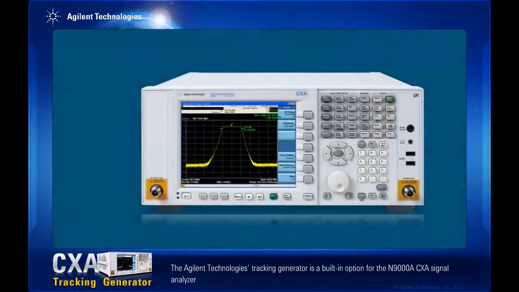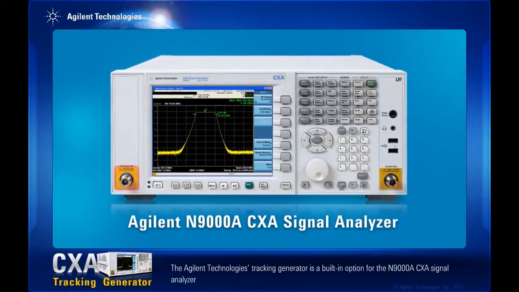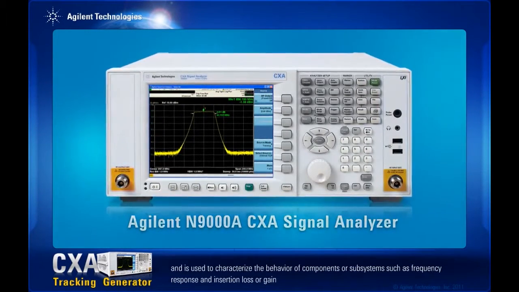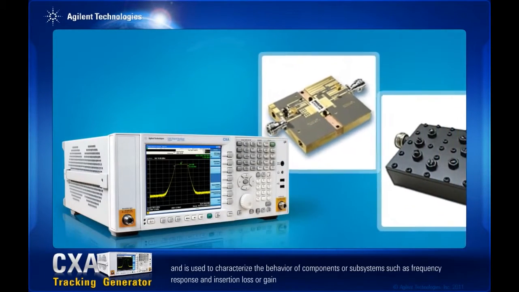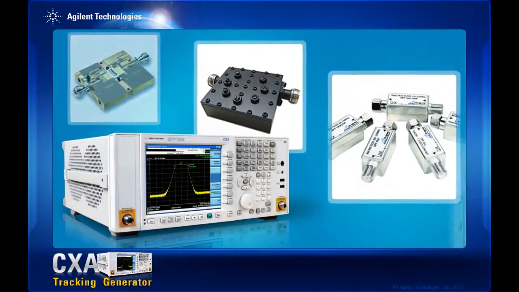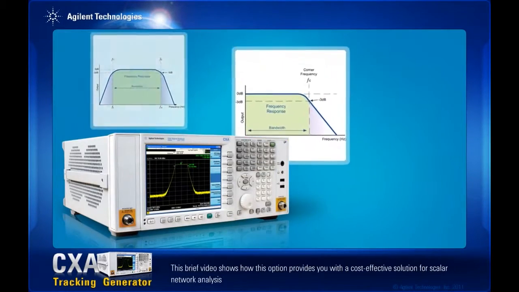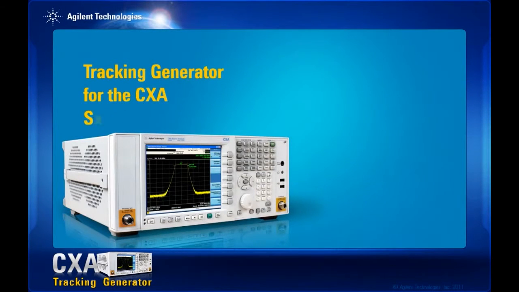Agilent Technologies tracking generator is a built-in option for the N9000 CXA signal analyzer and is used to characterize the behavior of components or subsystems, such as frequency response and insertion loss or gain. This brief video shows how this option provides you with a cost-effective solution for scalar network analysis.